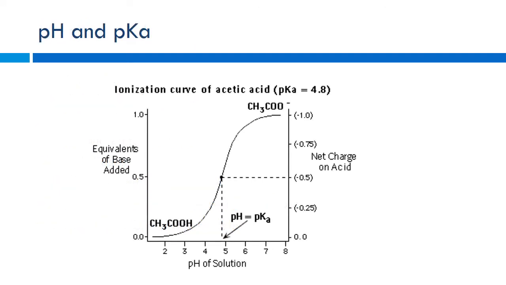So going to the next slide, you can see the ionization curve of something like acetic acid. Notice it has a pKa of 4.8. And what do you notice about when the acetic acid is at that pH of the solution of 4.8? What do you notice there?